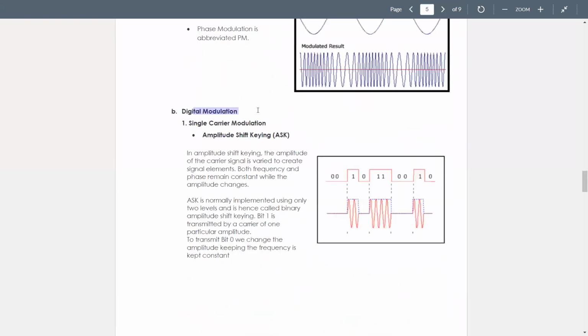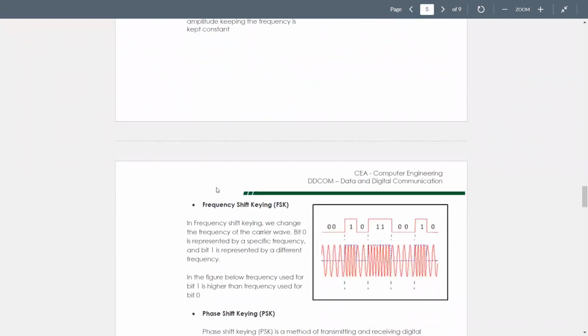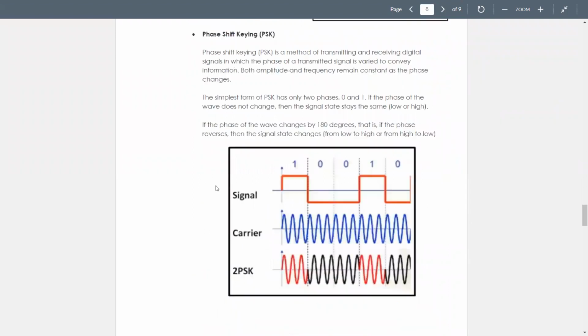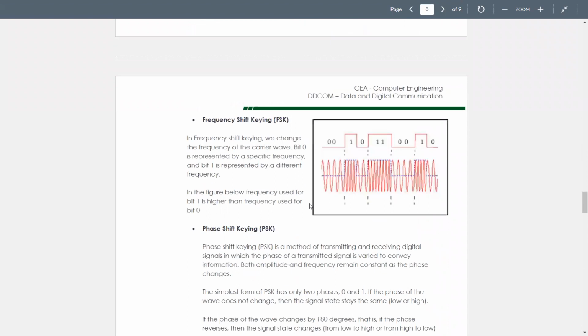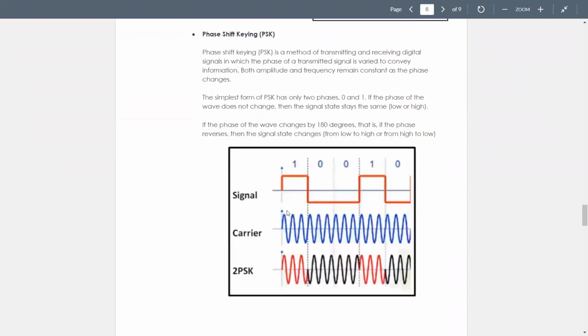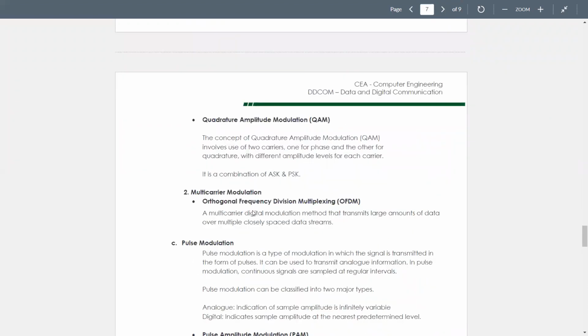We also have digital modulation, single carrier, then the amplitude shift keying. So from digital to analog, there are computations that happen during this modulation. Try to understand the difference between these types of modulation.